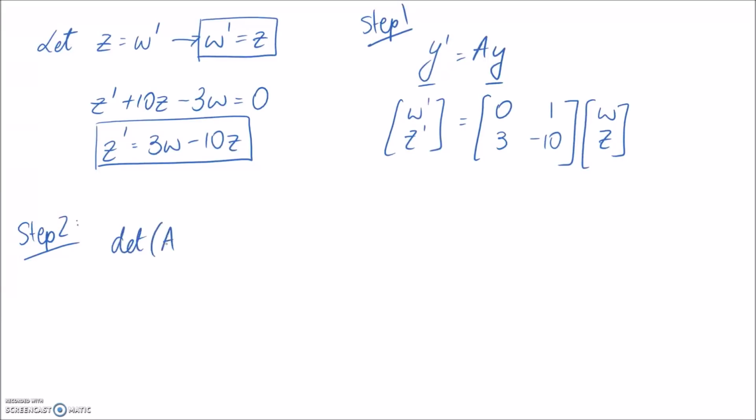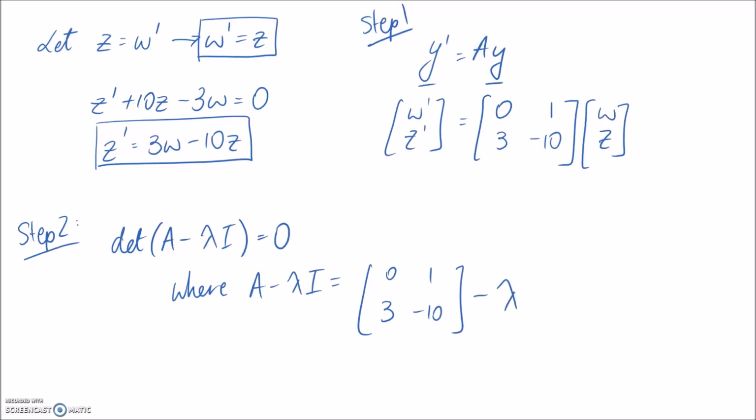So the determinant of this is equal to 0. So let's have a sub-step where we figure out what A minus lambda I actually is. A is the matrix that we just developed a moment ago: 0, 1, 3, negative 10. Lambda is the eigenvalues that we're going to try and get out, so we'll just leave it like that.